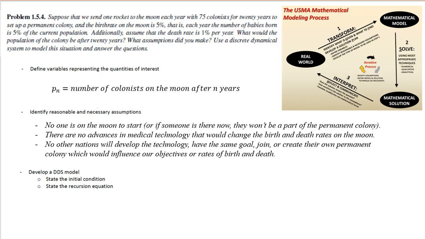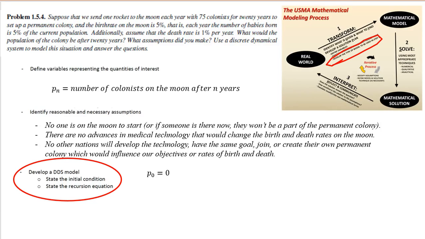Now that we've identified these assumptions, it's important to think back. Think about why these were necessary and why they're reasonable for our model to make sure that we're going in the right direction in creating this model. We said that that first assumption was really tied directly to the creation of our initial condition. So let's develop this discrete dynamical system by starting with the initial condition. Based on our assumption, we're saying there's no one at the moon to start this colony, and therefore our P sub 0, our P naught value, should equal 0.